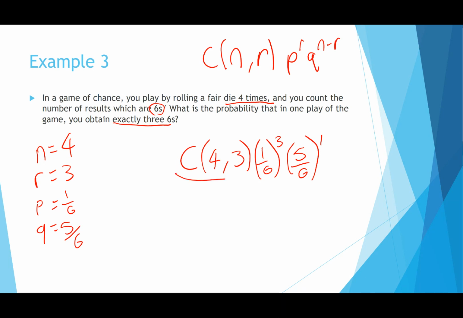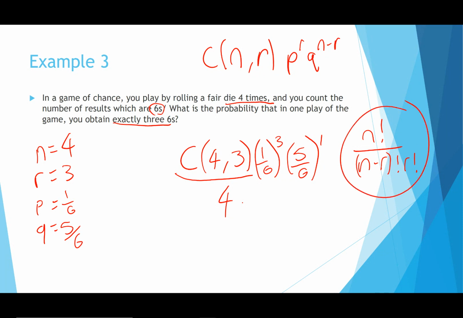So let's do one piece at a time. The combination of 4 choosing 3 is 4. Okay, I'll let the calculator do that. If you really want to do it by hand, remember the combination formula is n factorial over n minus r factorial times r factorial. So you're more than welcome to use that formula to calculate it, but I think it'll be easier if you want to use the calculator.